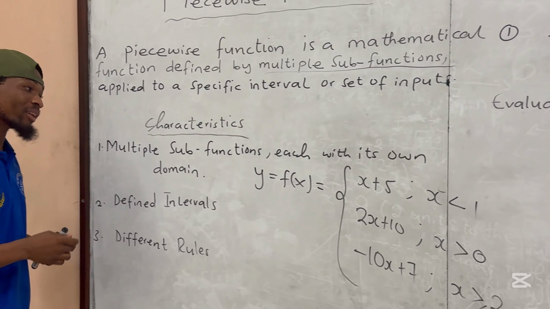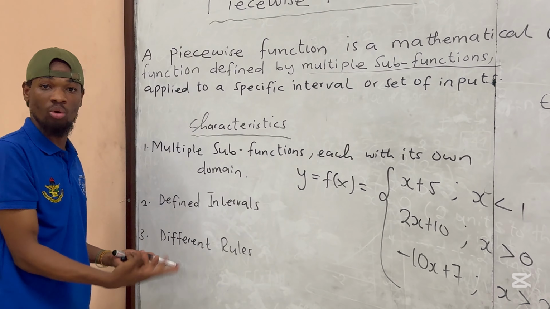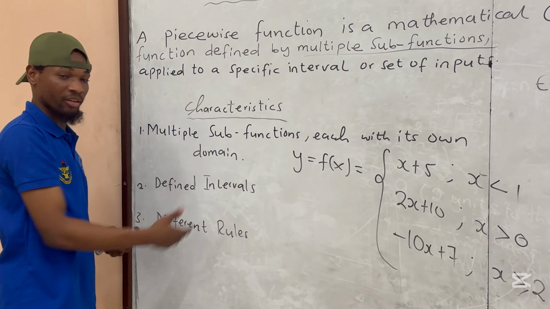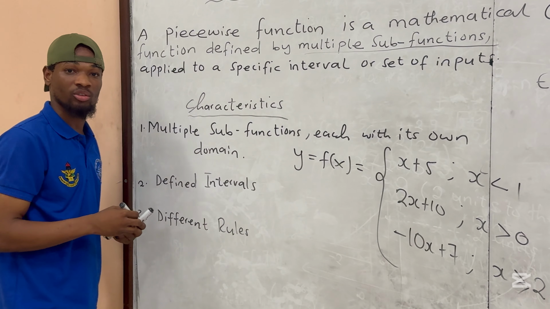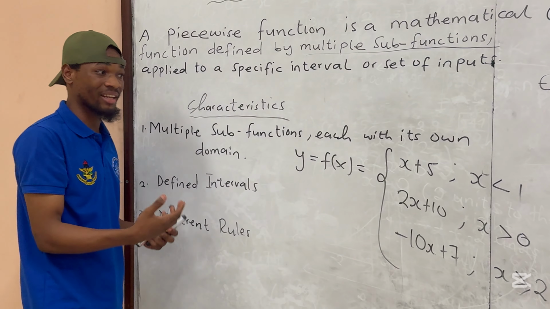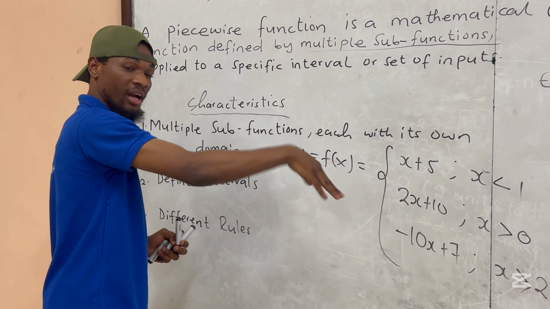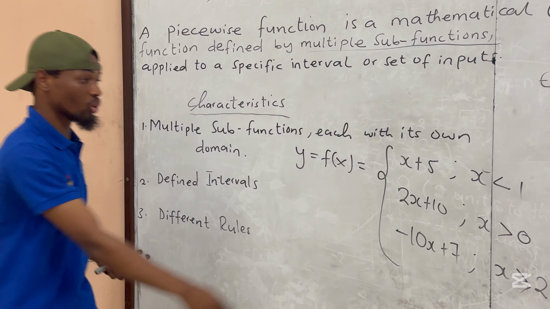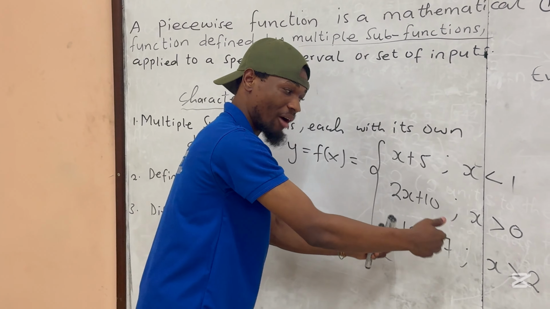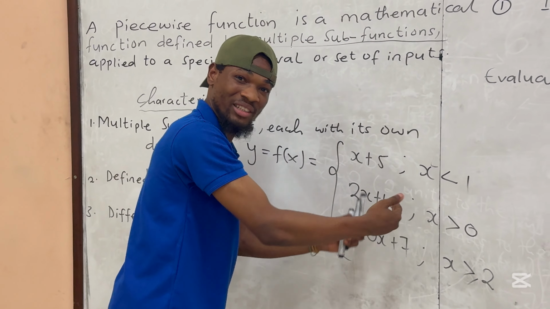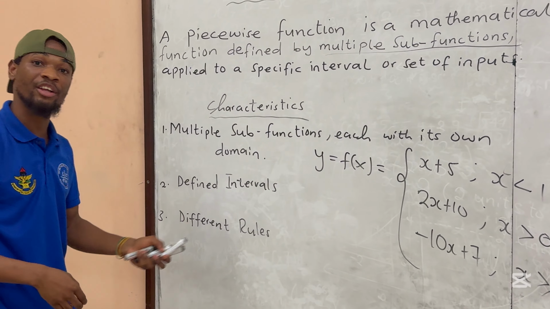So when we have multiple sub-functions, each with its own domain, which is clearly explained over here, we have defined intervals. So these are the intervals which are also defined. And these intervals are different from the others. Get it that way. So here you have x less than 1. Here you have x greater than 0. You have x less than or equal to 2. You see the intervals different from the others. And you have different rules.